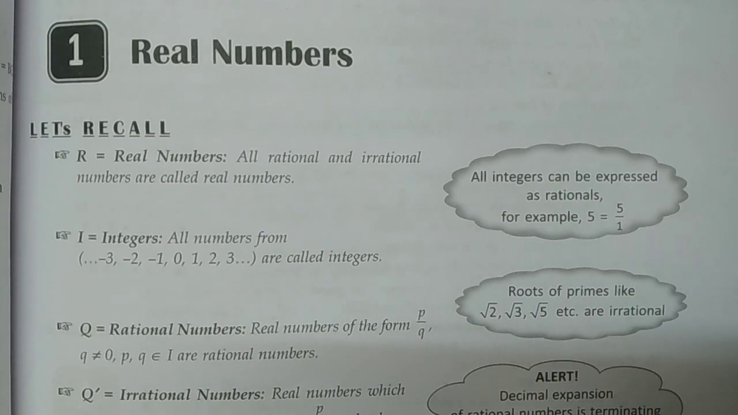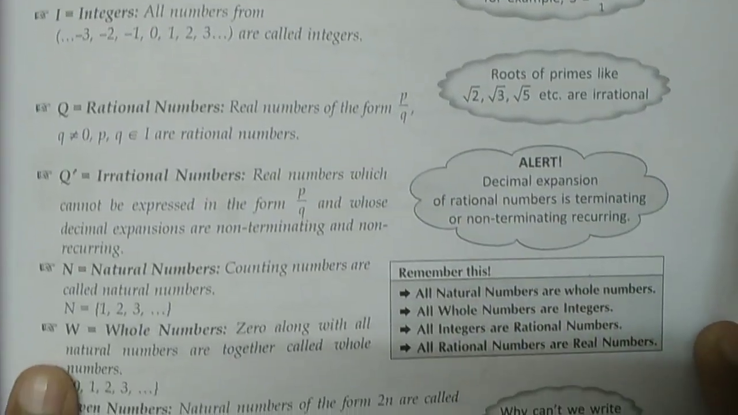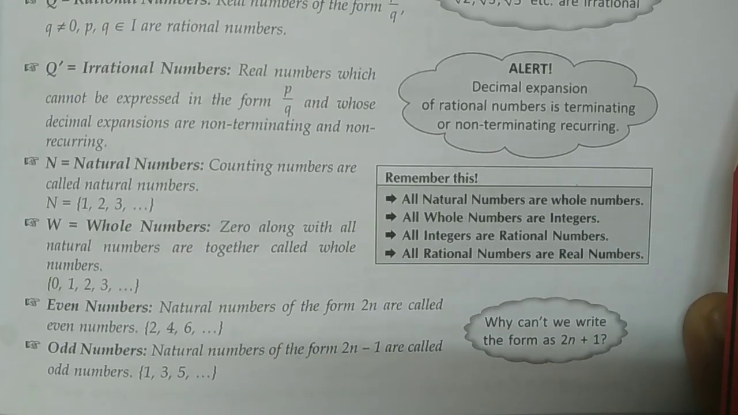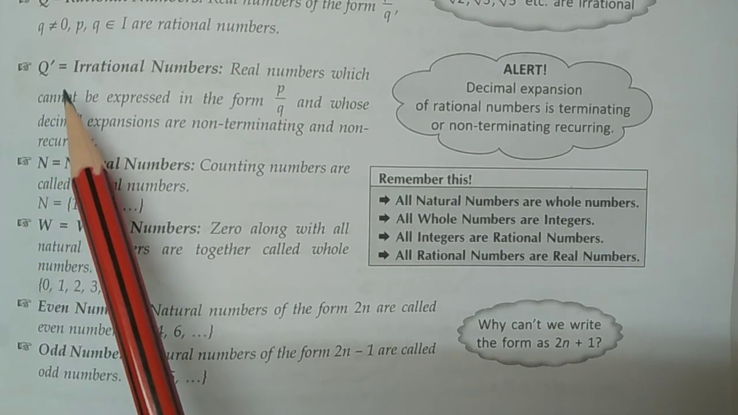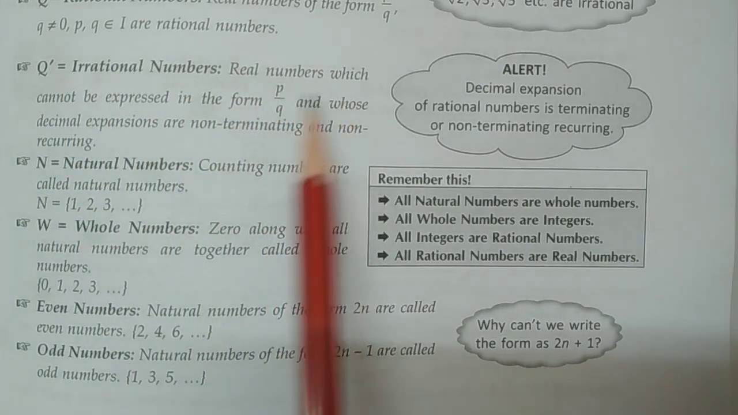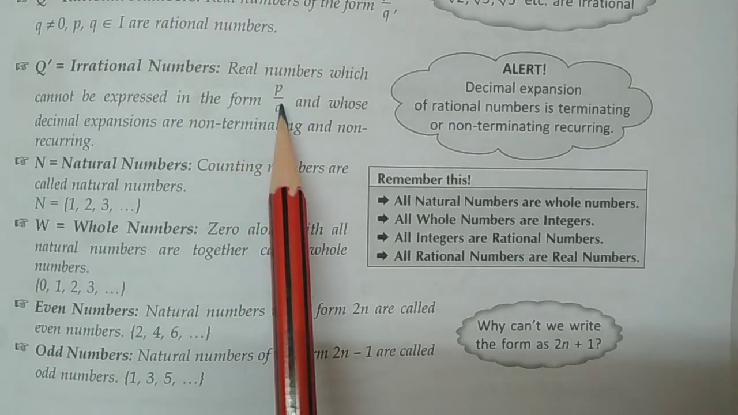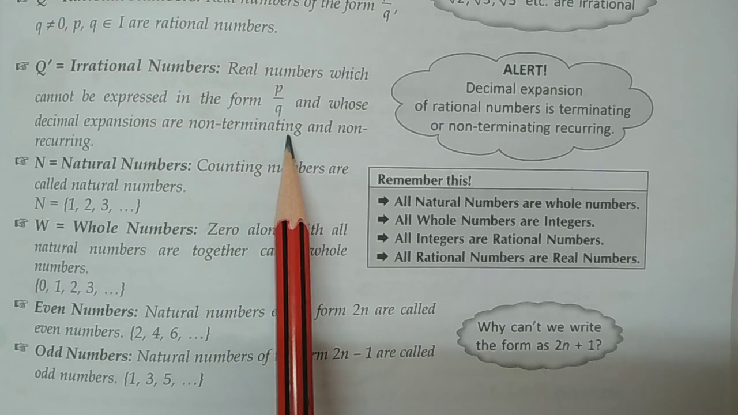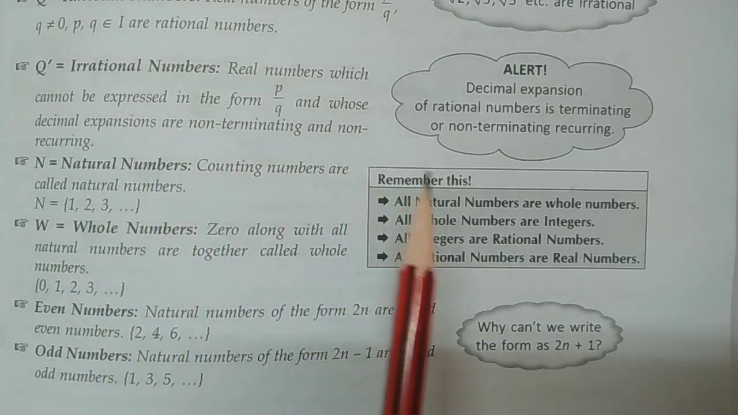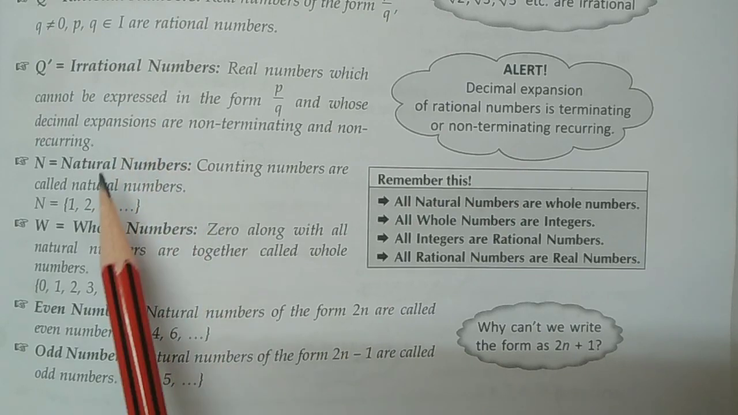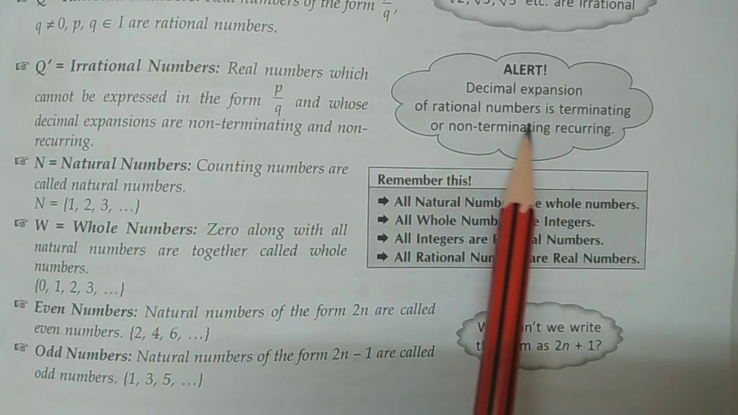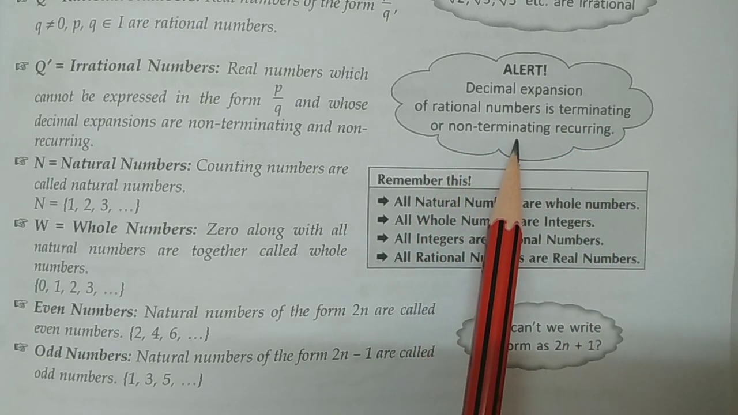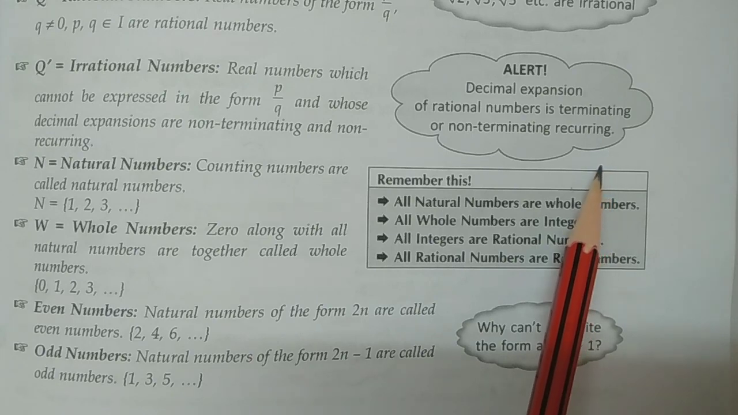One more thing is given here. You can understand from here. Irrational numbers are real numbers which cannot be expressed in the form p by q, and whose decimal expansions are non-terminating and non-recurring. So you can see how irrational numbers work here. Alert: the decimal expansion of rational numbers is terminating or non-terminating recurring. So you can understand from here.